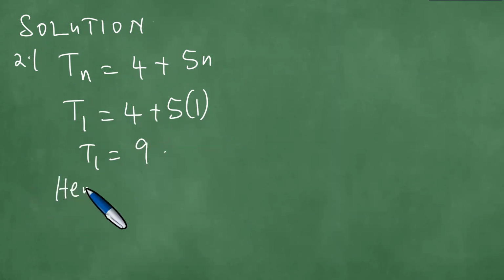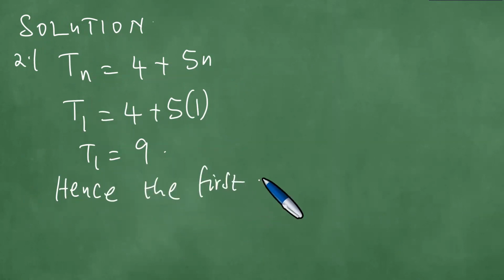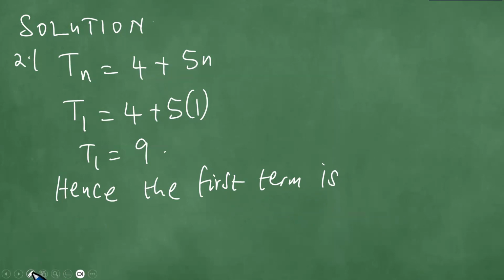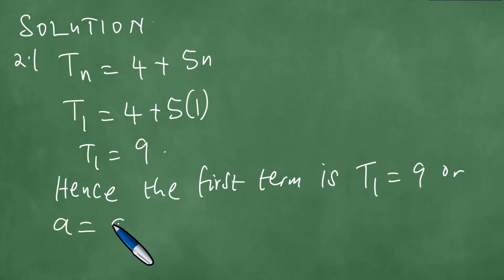So hence, the first term is T1 equals 9. Or you can say we use A for the first term in this section. So you can say A is 9. If you say A is 9 and you're dealing with arithmetic sequences and series, and the geometric ones we're going to do, it is clear.